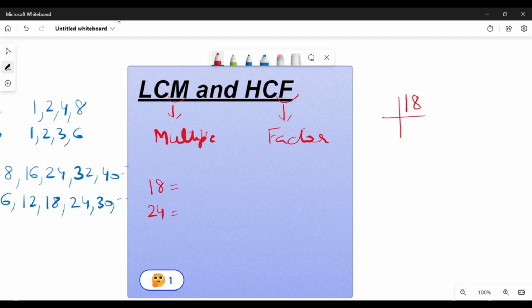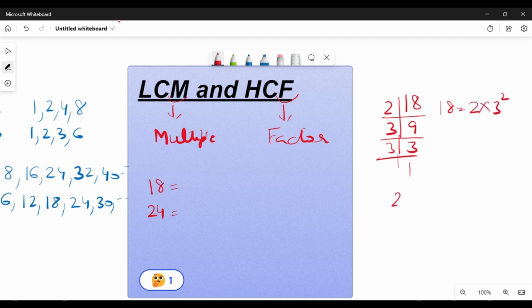So 18 is an even number, so let's start with 2. 2 9s are 18. 9 is an odd number. 3 3s are 9. 3 1s are 3. So the prime factorization of 18 is 2 into 3 squared.